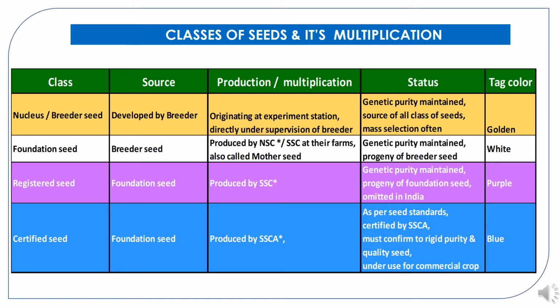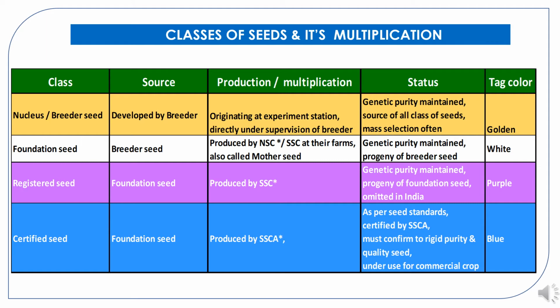Here we will go through classes of seeds and their multiplication. There are 4 classes. First one is nucleus or breeder seed, which is developed by the breeder, and its production takes place on experimental stations directly under the supervision of the breeder. In case of nucleus and breeder seed, the highest genetic purity is maintained, and this is the source of all classes of seed. For this, the golden yellow tag color is used.